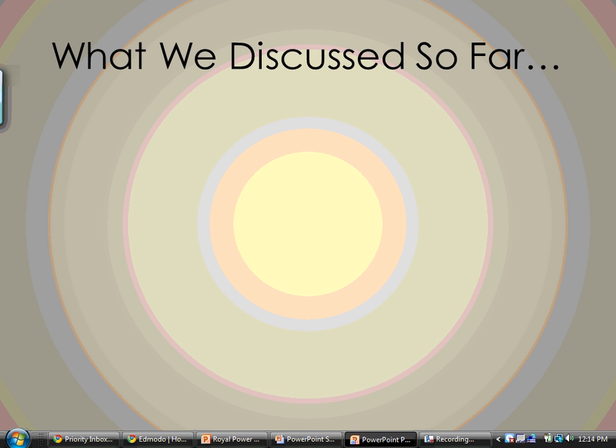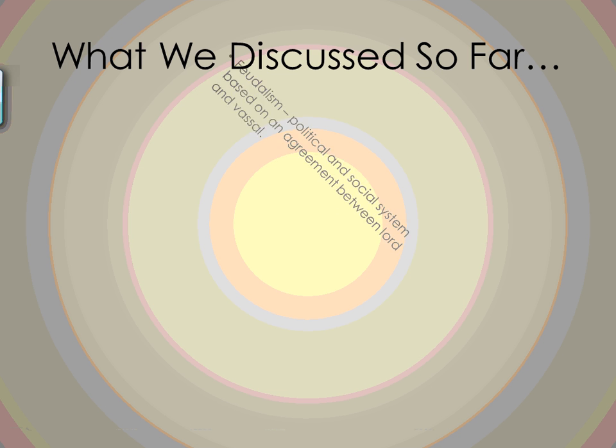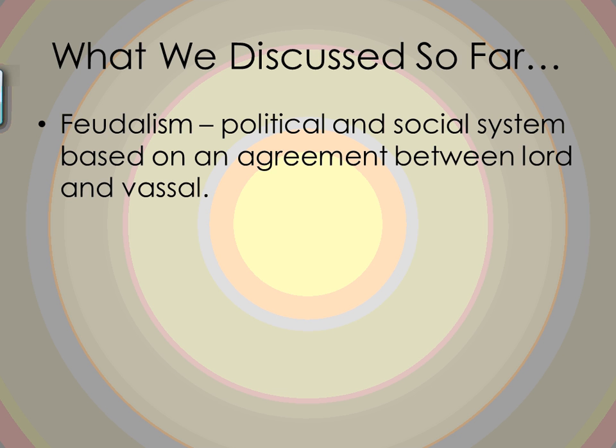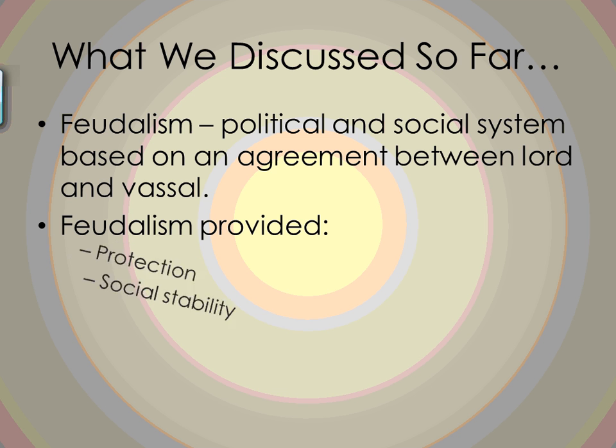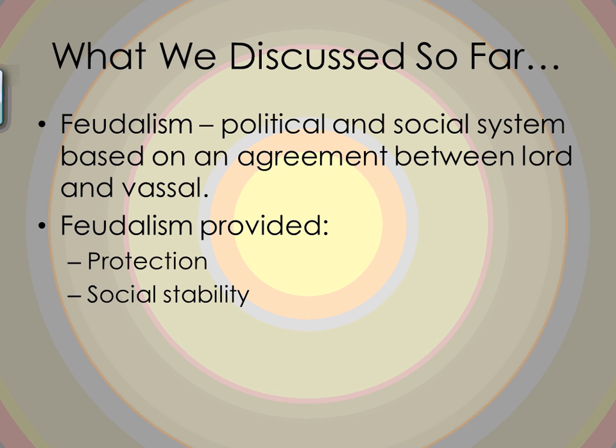What we've discussed so far about medieval Europe is feudalism, which is a political and social system based on an agreement between lord and vassal. We have also discussed why feudalism happened, because feudalism provided protection for people and social stability. Remember, feudalism is formed in the time after the fall of the Roman Empire. So protection and stability were important since there no longer was the Roman government to do that in Europe.